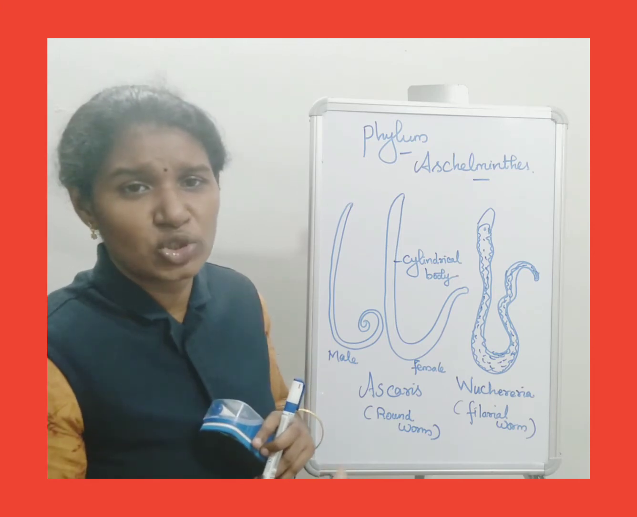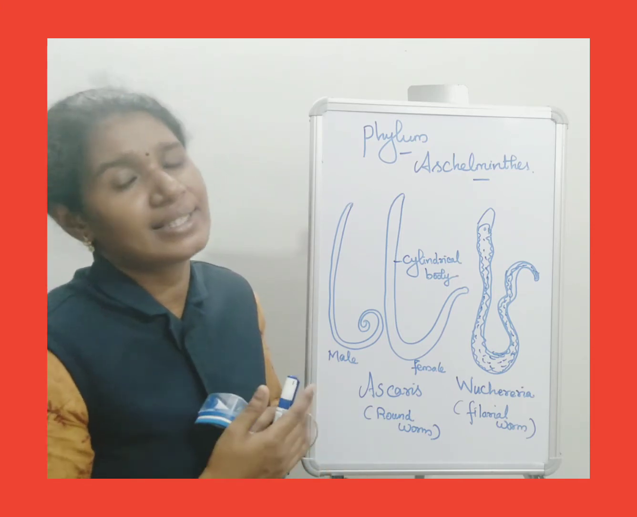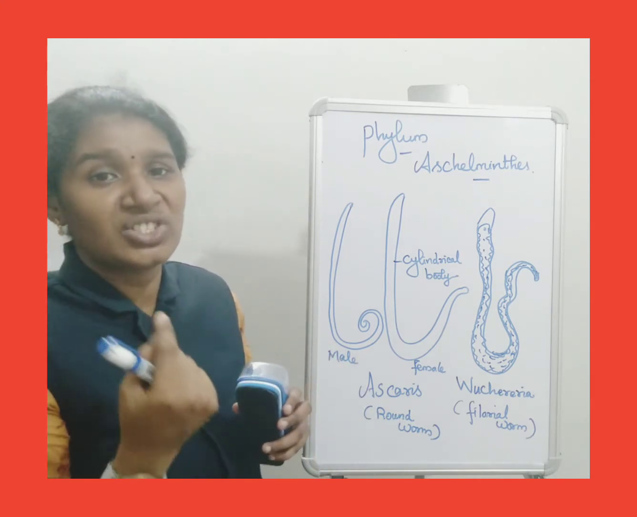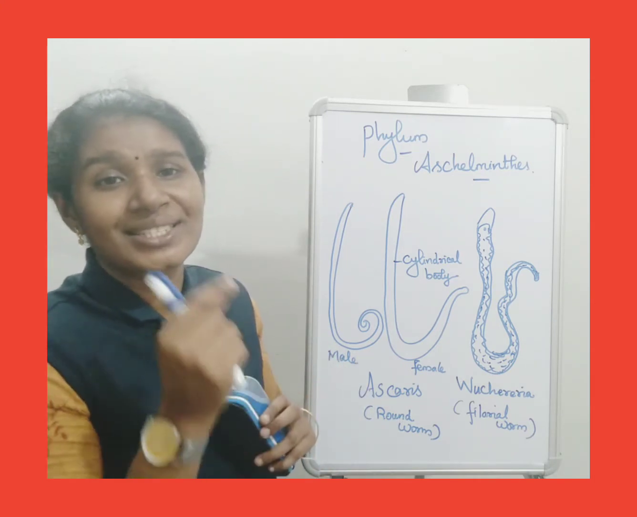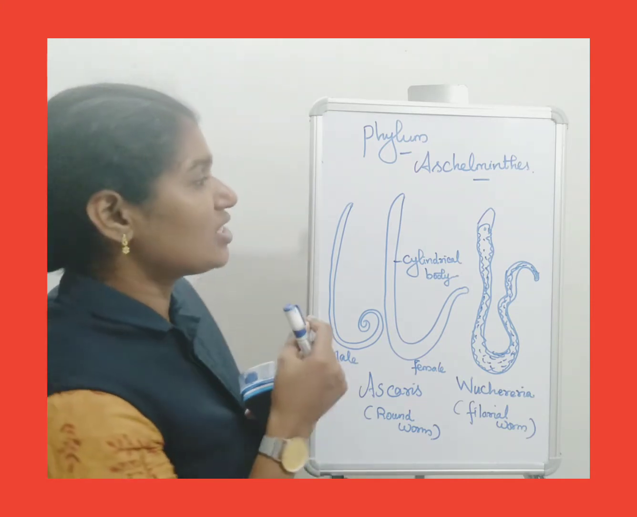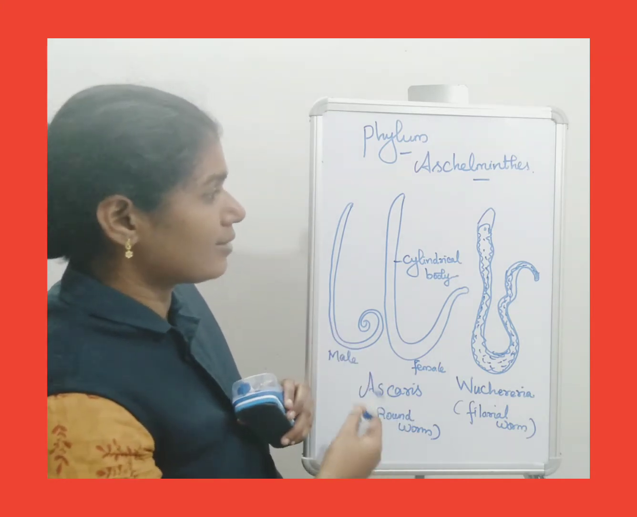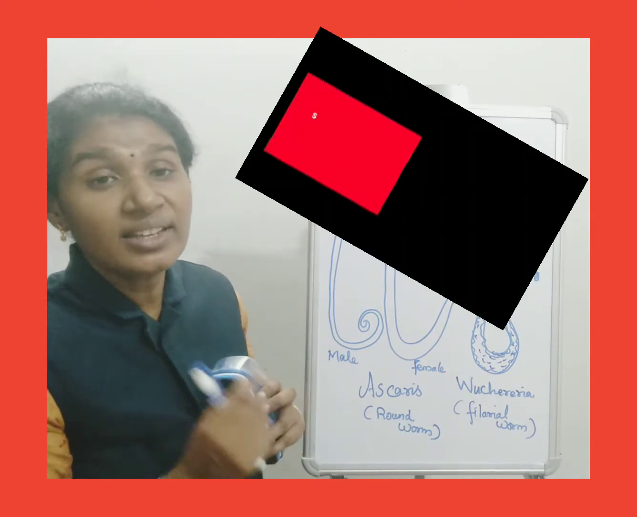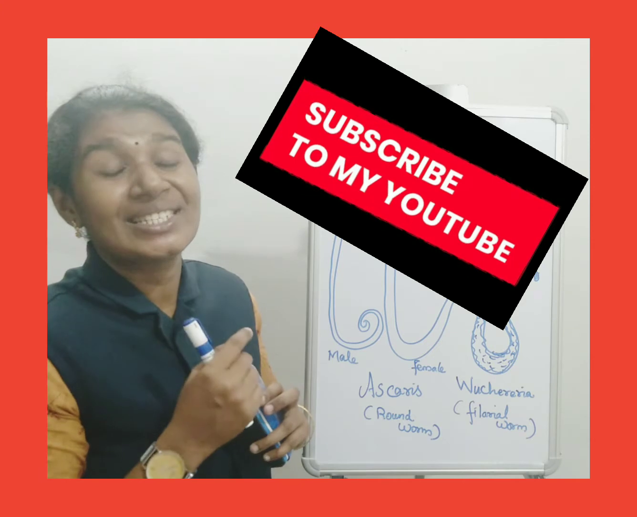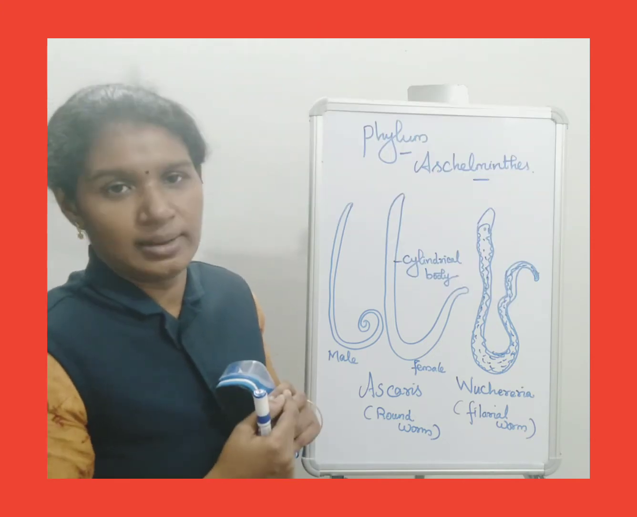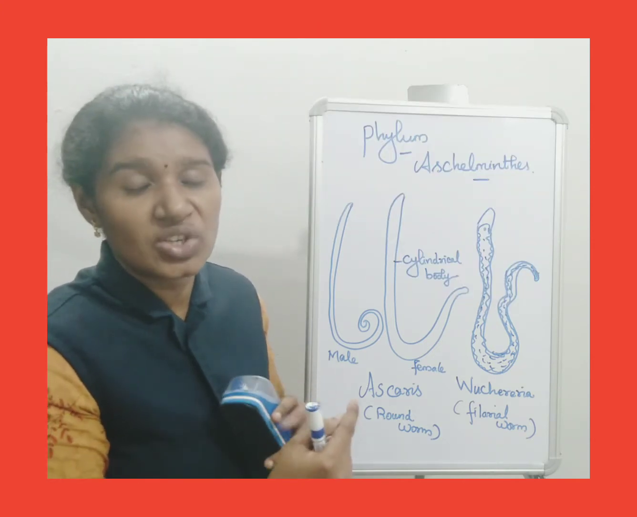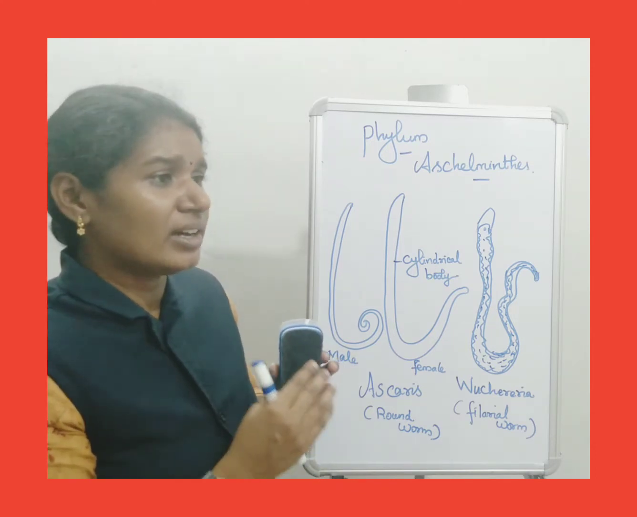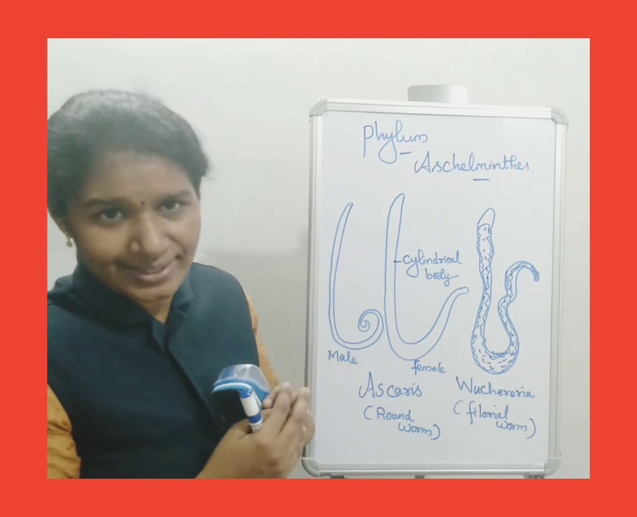You know the difference between segmented and unsegmented. Segmented means you can just imagine an earthworm. The earthworm body contains many segments. But here the roundworm, Ascaris and hookworm, these worms do not have segments. So it is an unsegmented animal. The body is very soft and it attaches by means of hooks and suckers.